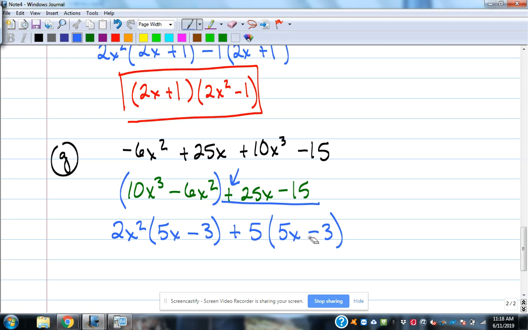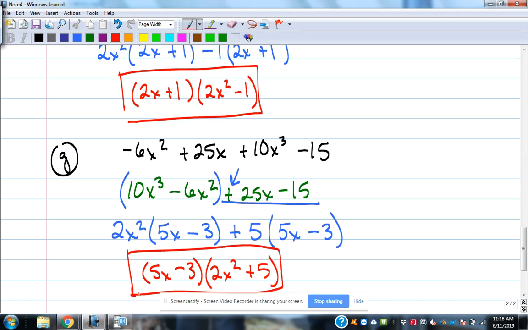Hooray, the parentheses match. That means I did something right. Okay. Means this factors really, really nicely. The first factor is your matching one, 5x minus 3. The second factor is the stuff in front, 2x squared plus 5. We factored that polynomial. Grouping, it's just GCF twice. It's really all it is. Don't overthink it too much.